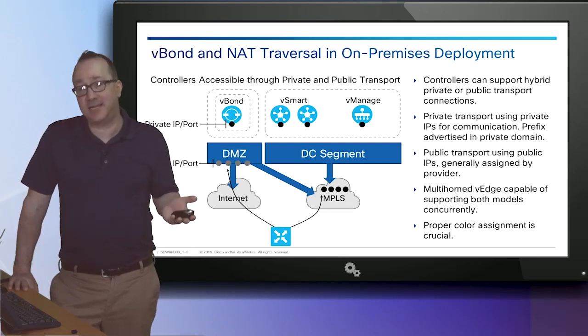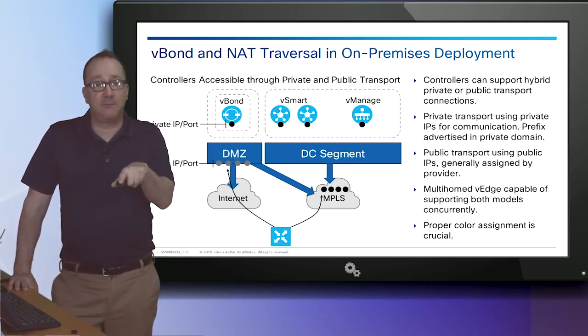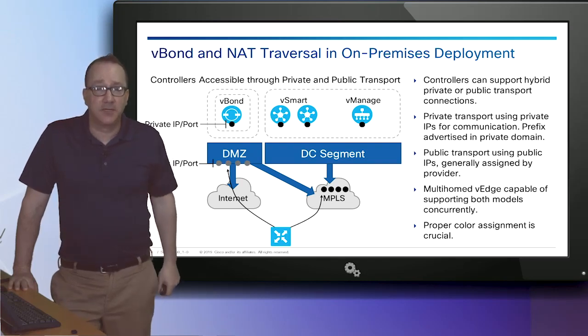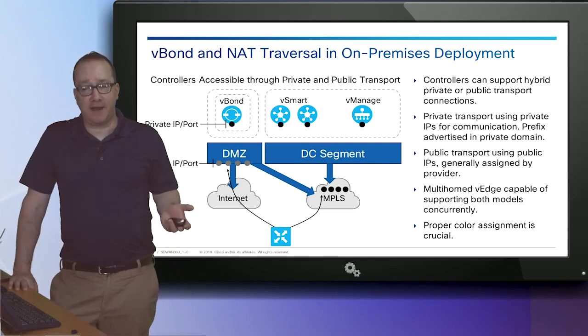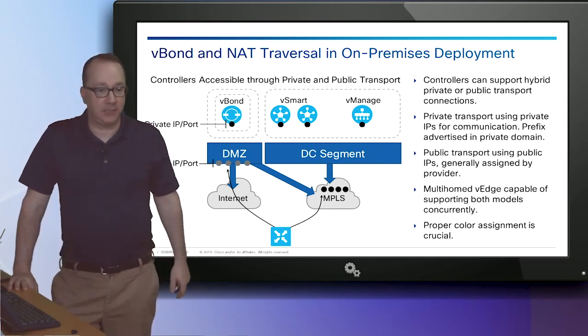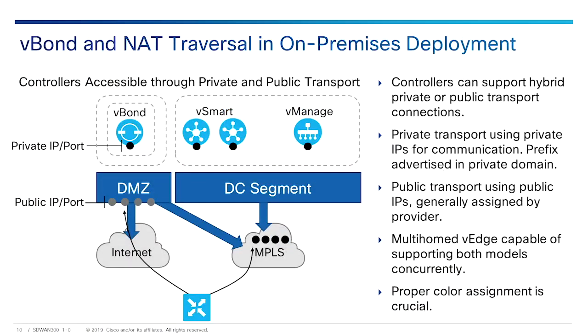So if you have two MPLS connections, you can't have this connection be MPLS and this connection be MPLS as well. I know some customers do implement redundant MPLS providers so that if a provider has an outage, they have a secondary connection over the other one. So the colors are going to have significance.